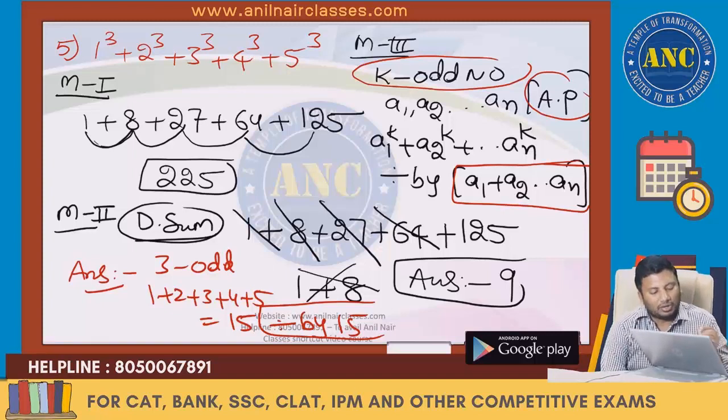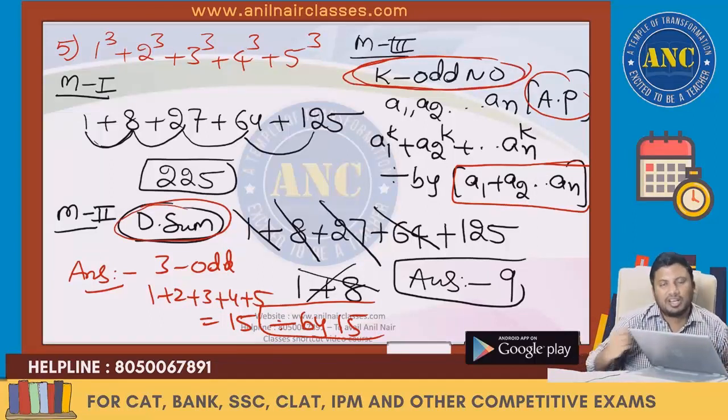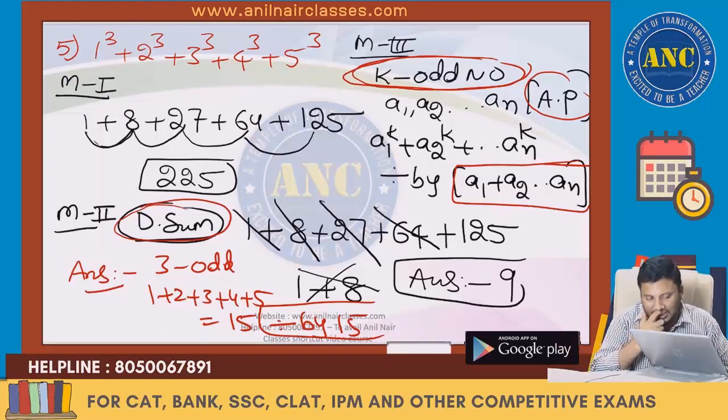I hope the logic is clear. Either you can use the digital sum logic, or you can use the k is an odd number logic, or you can use the formula based logic. You know that I generally avoid formulas as much as possible, to make you solve this question very logically. Method 1 over, method 2 over, method 3 over. Question number 6. Please write down.